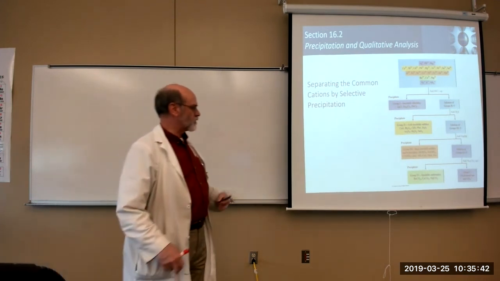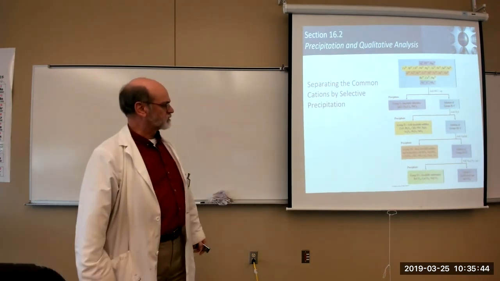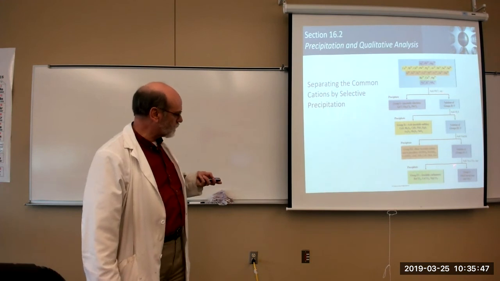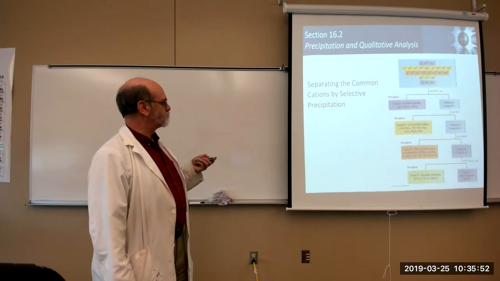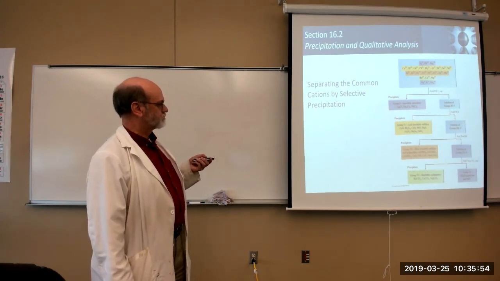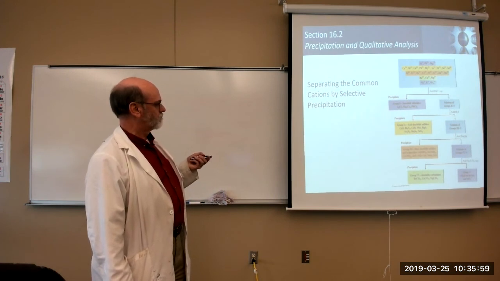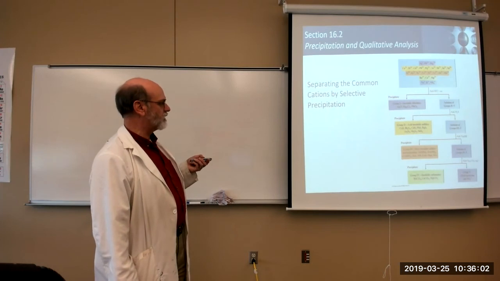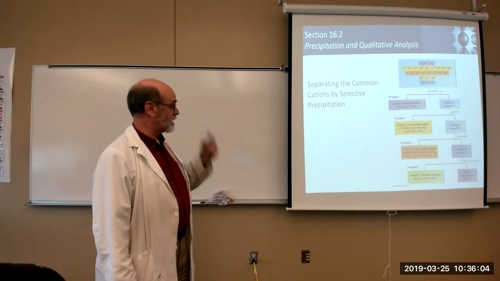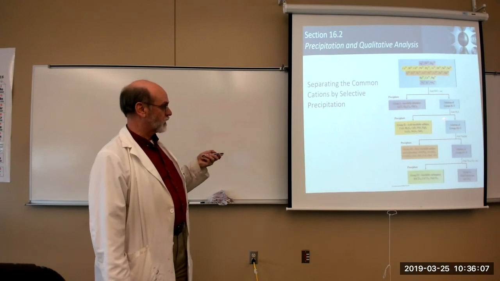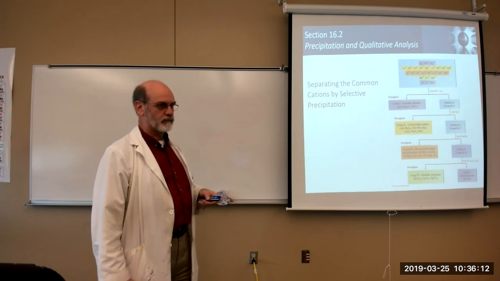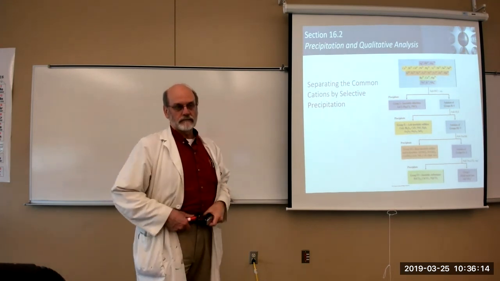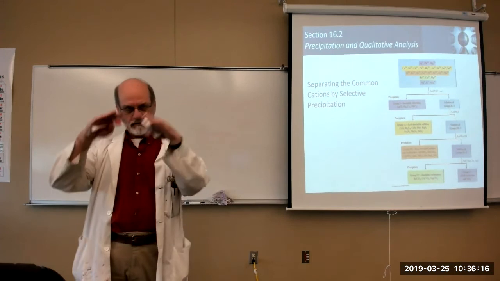So you don't have to memorize those. Just learn how to use the chart. So what steps do we go through to get down to here? If you run into a question on the exam that says, you have a mixture of group 2 through 5, how do you separate out the group 2s? Well, you just add hydrogen sulfide in basic solution and bam, that's what you get. Just learn how to read the chart.